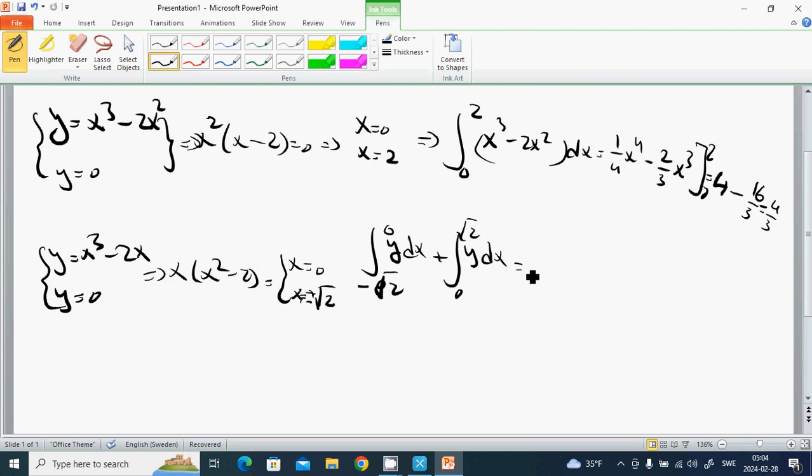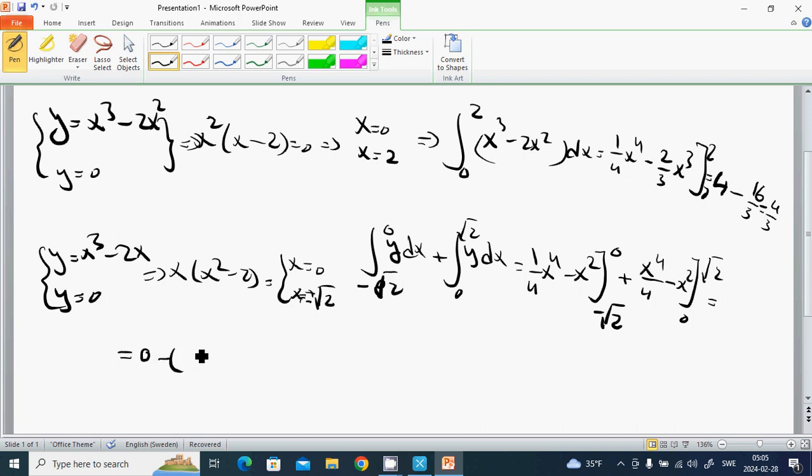which is 1 fourth x to the fourth minus x squared from minus square root of 2 to 0, plus x to the fourth over 4 minus x squared from 0 to square root of 2, which is zero minus four divided by four minus two, plus four divided by four minus two minus zero. Then it is 1 minus 2 minus 1, which is 0.